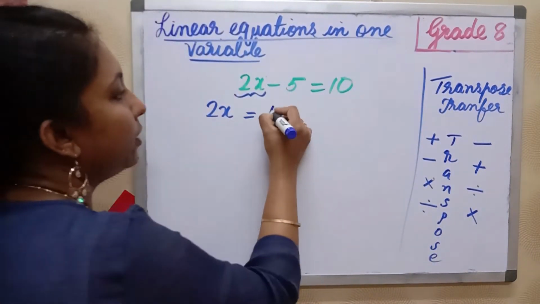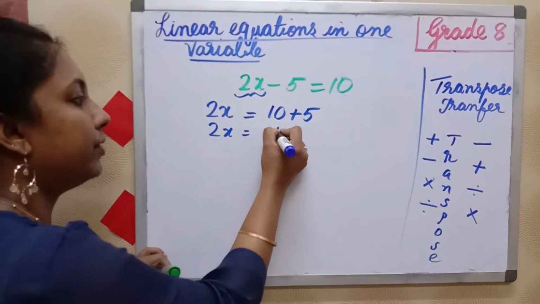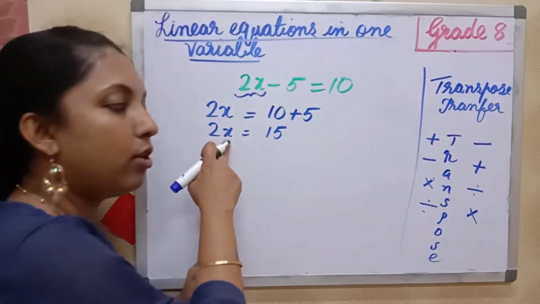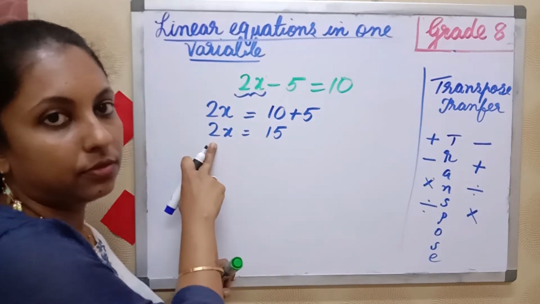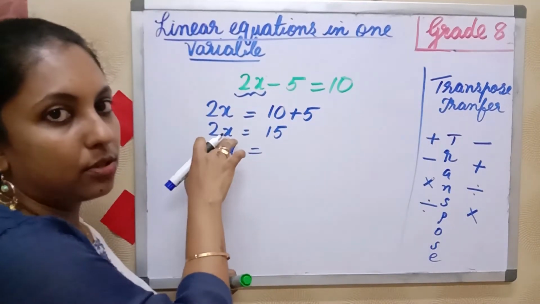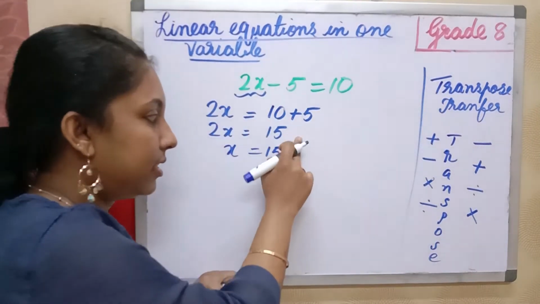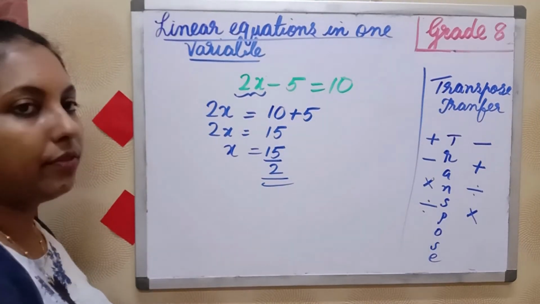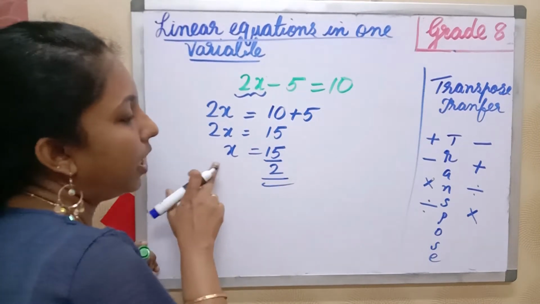So 2x is equal to 10 plus 5. This 2x is equal to 15. Then again 2x is equal to 15. We want the value of x. We have to get rid of 2. Here 2 and x are multiplying. So how can we find the value of x? We have to transpose 2 to the RHS. x is equal to 15 divided by 2. Now this is the value of x.